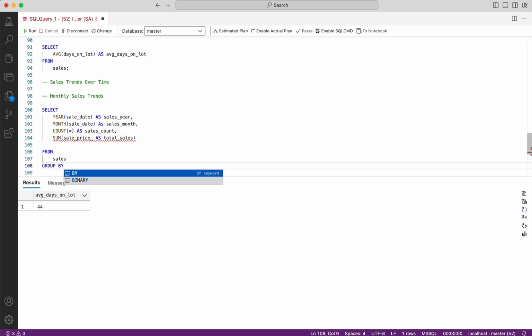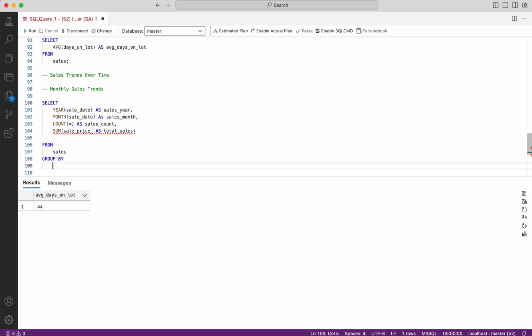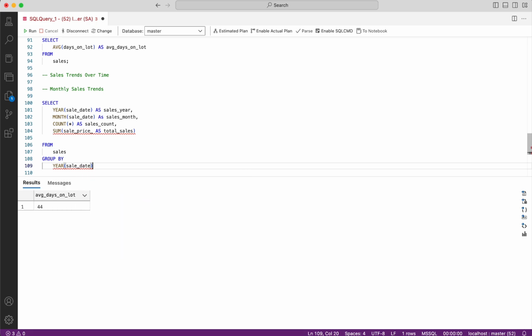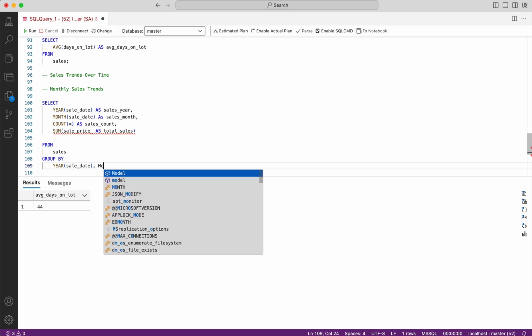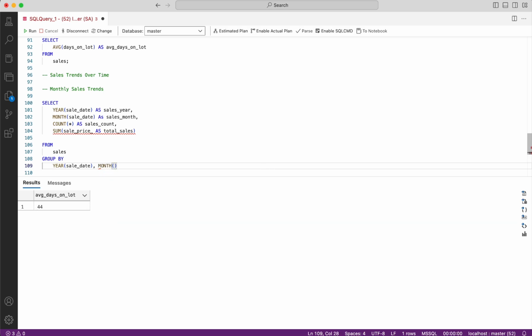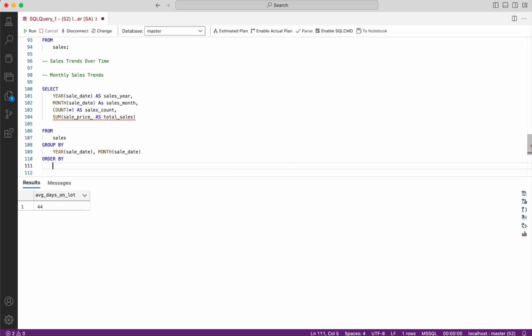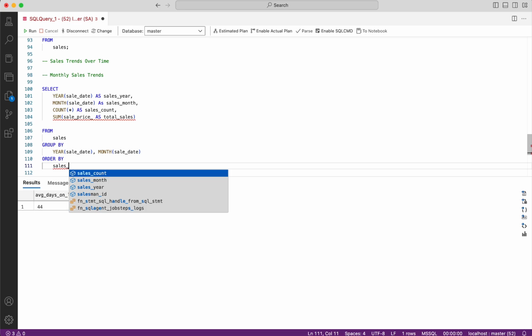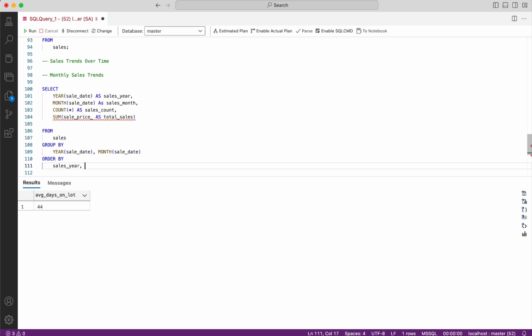group by year, sale date, and then month, and we also need to make sure we order by sale year and sales month. Okay, let's run and see if we did a good job.